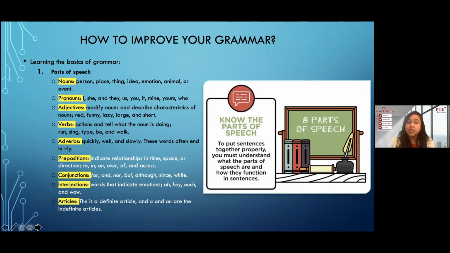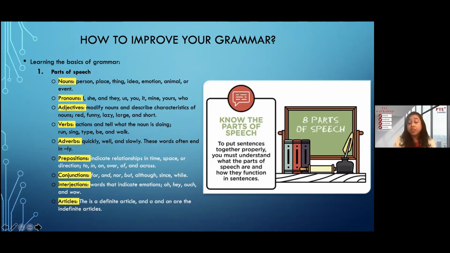And articles. Articles are not specifically parts of speech, but this is something really important. A, an, and the. These three are called articles in English, and no sentence can stand without an article. So the is the definite article. When you want to specifically talk about something very specific, you use the. Otherwise, you use a or an for indefinite articles.